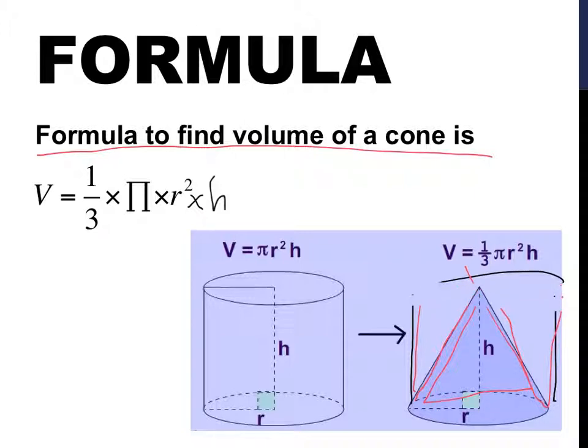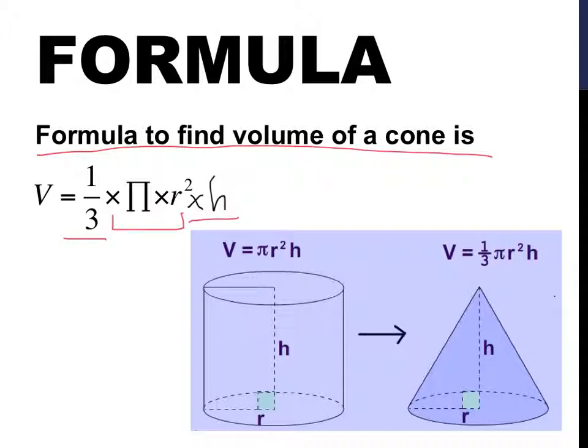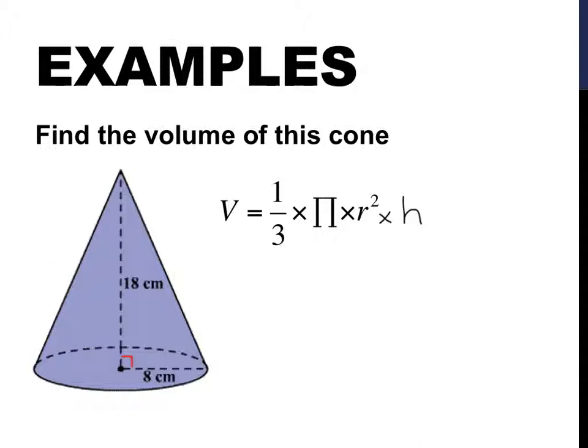Therefore, roughly, to work out its volume, I can't just go pi r squared times height. I actually have to go 1/3 of pi r squared times the height in order to work out its volume. Okay, let me show you two examples. Let's look at this example here.